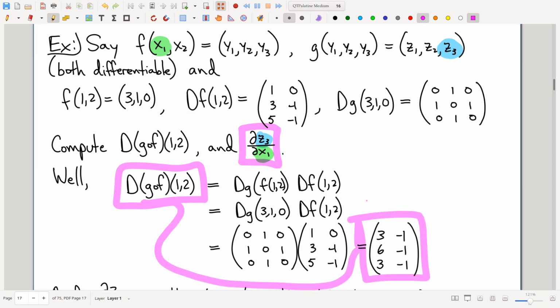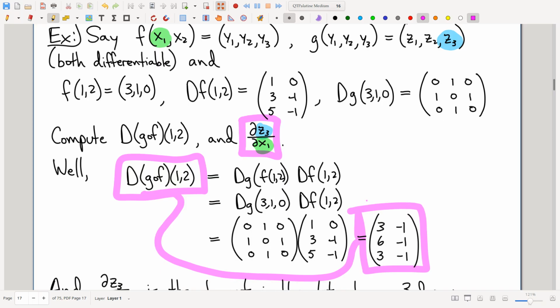And so what that immediately tells me is that this partial derivative that I'm looking for has got to be one of these elements. Because that's what derivative matrices are. They give you all the partials. Well, let's see here. Columns correspond to input variables. Don't forget that one. Super important. Columns correspond to input variables. We are looking at the first input variable. Therefore, we're interested in the first column.